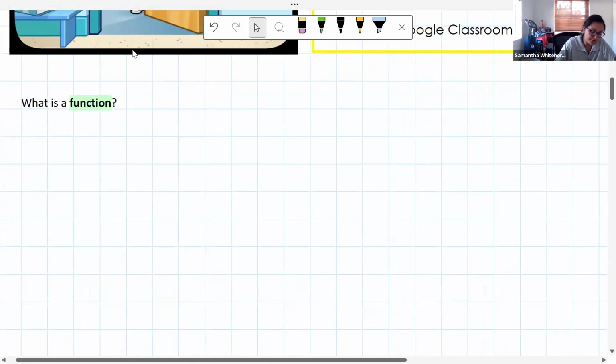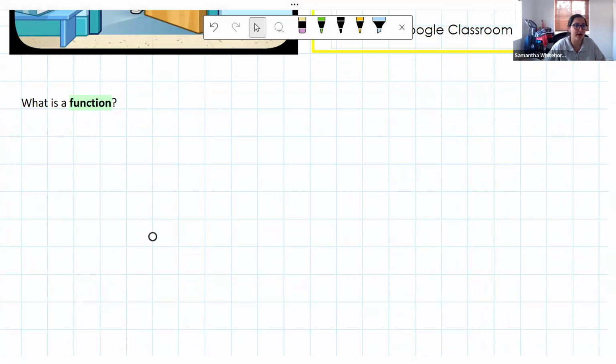to start us off, can anyone tell me, and you can put in the chat or you can unmute yourself, what is a function? So when I say we're doing a function set, what do I actually mean? What is a function? Anyone?